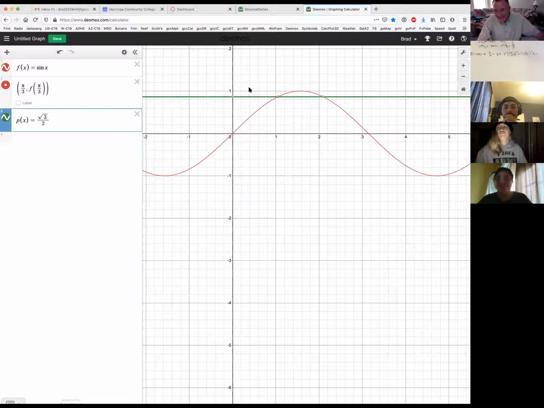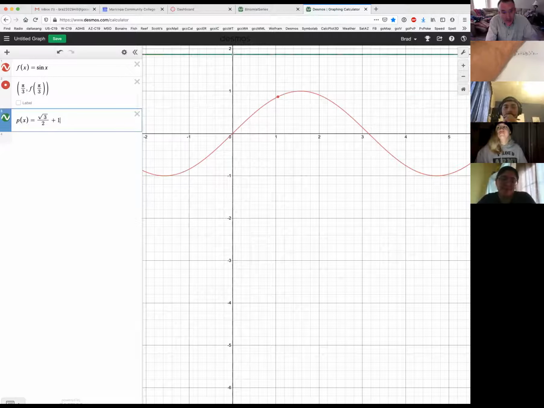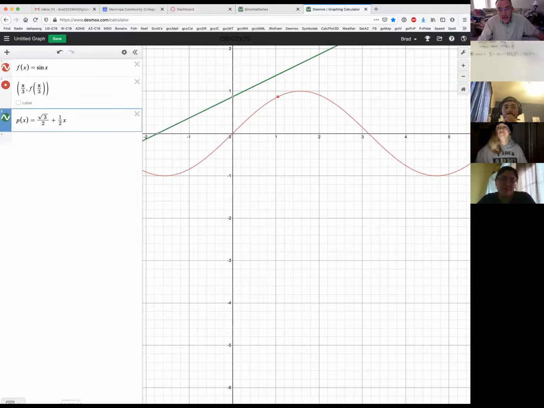Yep, exactly. Okay, plus. So what's our slope? Our slope was 1/2, and we had an x. So how come it's missing? And you say, because my polynomial is not centered at 0 anymore, it's centered where?